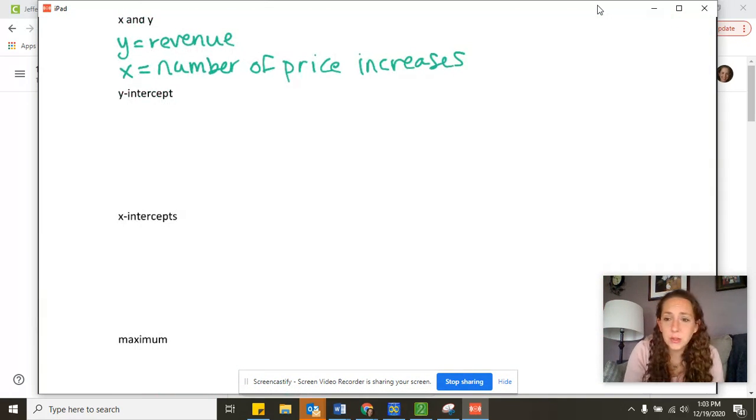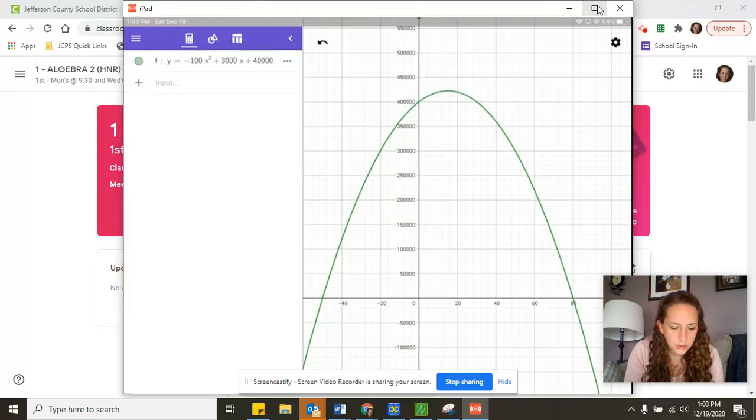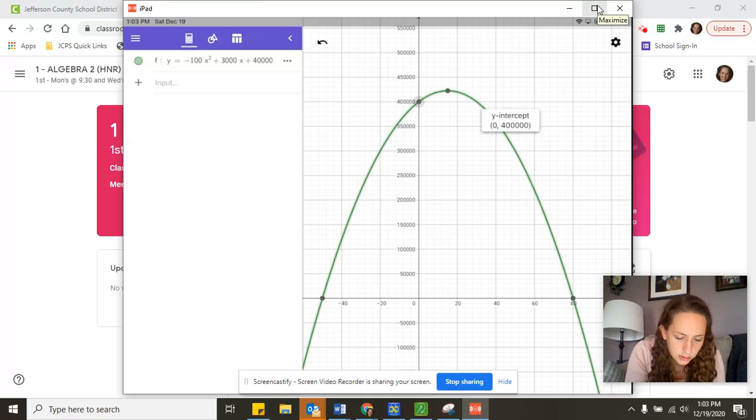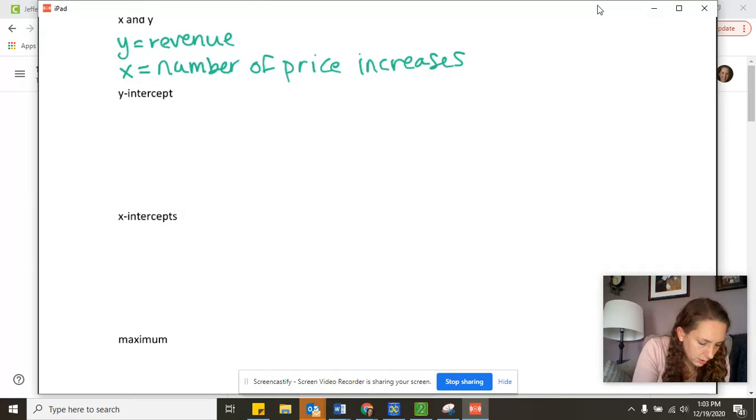All right, so I need to know my y-intercept. The great thing about Desmos and GeoGebra is that if you click on it, it tells you. So the y-intercept is (0, 400,000).